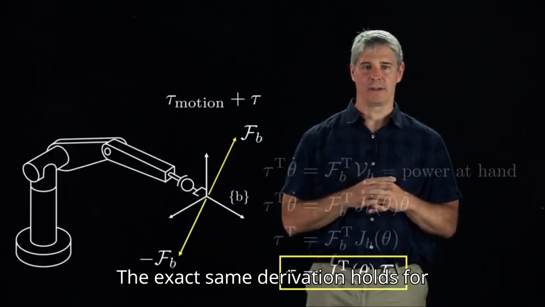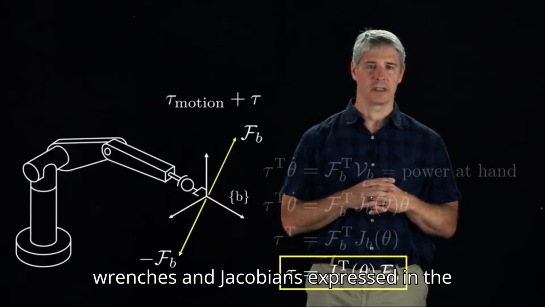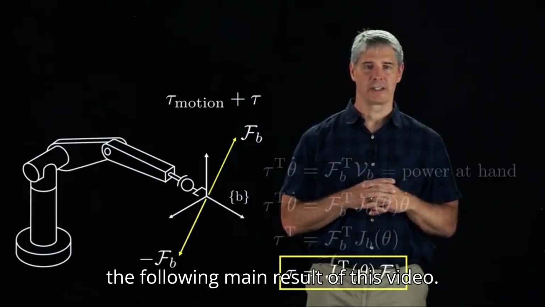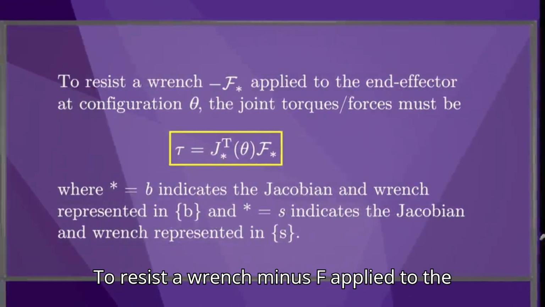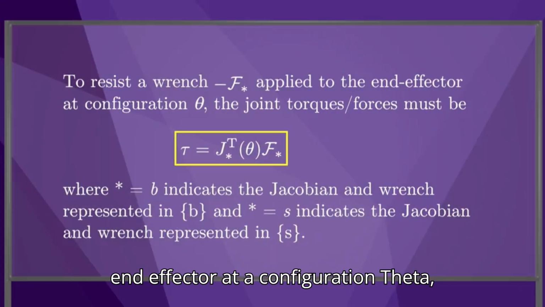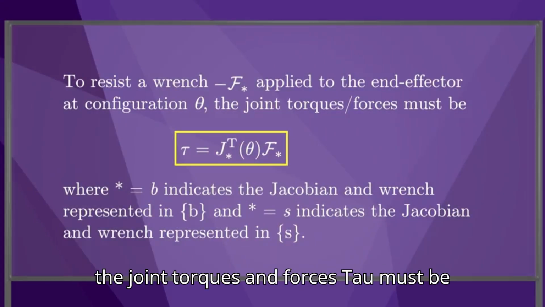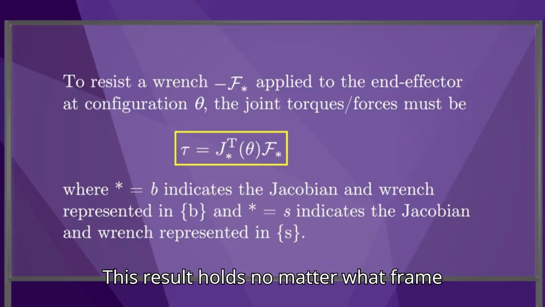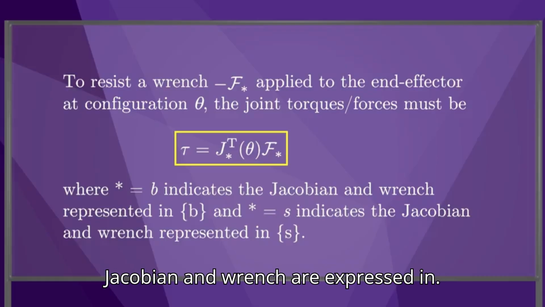The exact same derivation holds for wrenches and Jacobians expressed in the space frame S, so we can generalize to the following main result of this video. To resist a wrench minus F applied to the end effector at a configuration theta, the joint torques and forces tau must be J of theta transpose times F. This result holds no matter what frame the Jacobian and wrench are expressed in.